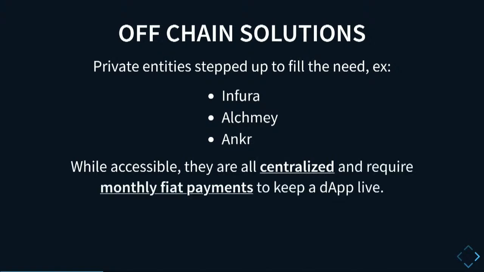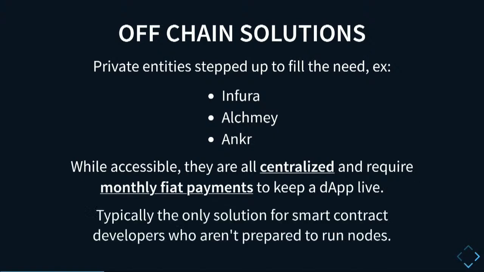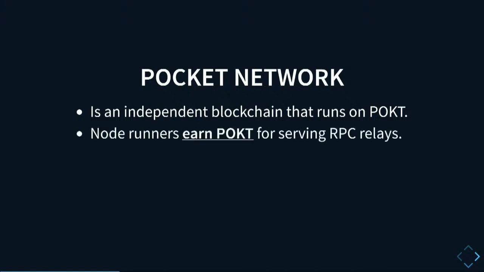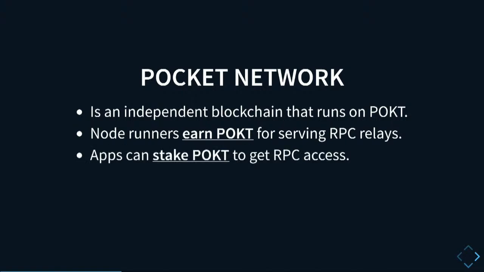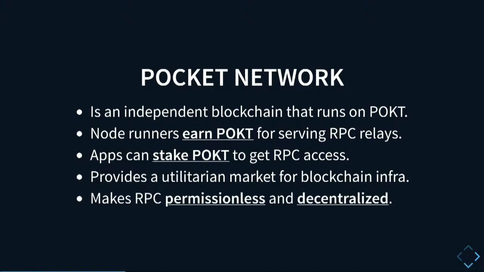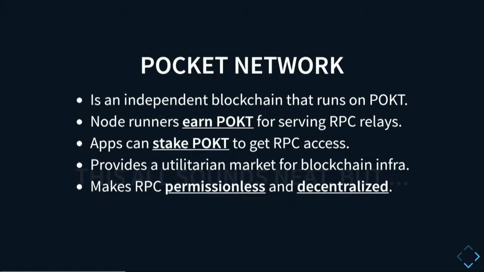And they all require monthly fiat payments to keep that DApp open. Typically, the only solution for contract developers who don't want to do this is to stand up their own servers until Pocket Network comes along. Pocket Network is an independent blockchain that runs on the Pocket token. Node runners earn that Pocket for serving those RPC relays, and apps can stake up Pocket to get that RPC access. It provides a utilitarian market for this infrastructure, and it makes RPC permissionless and decentralized.